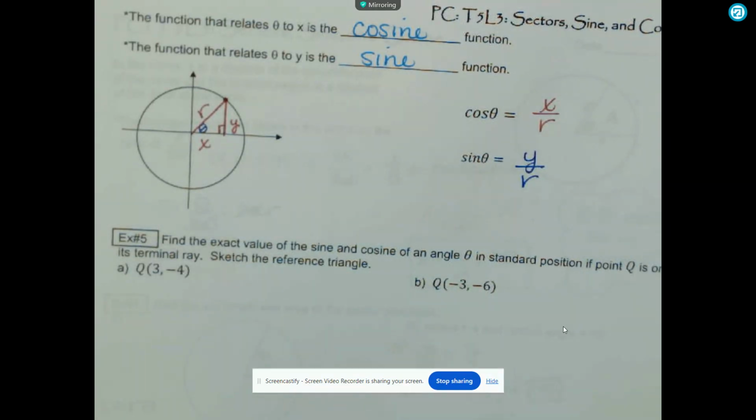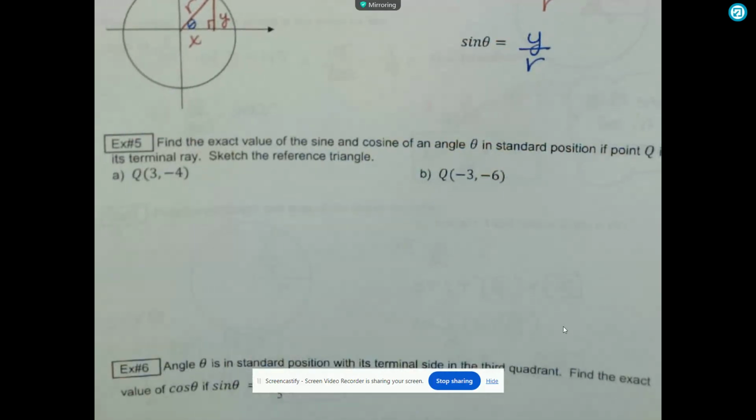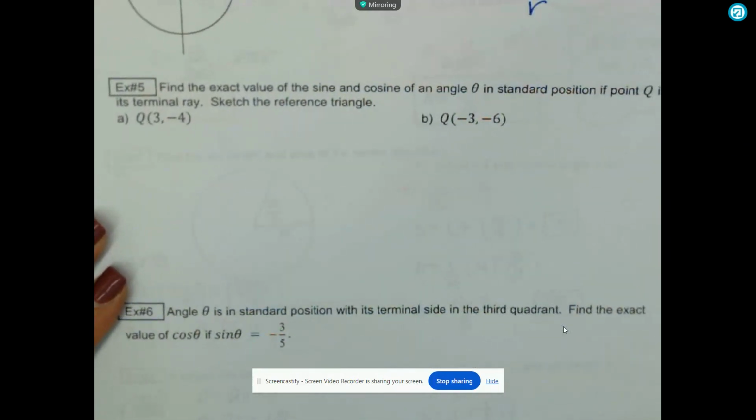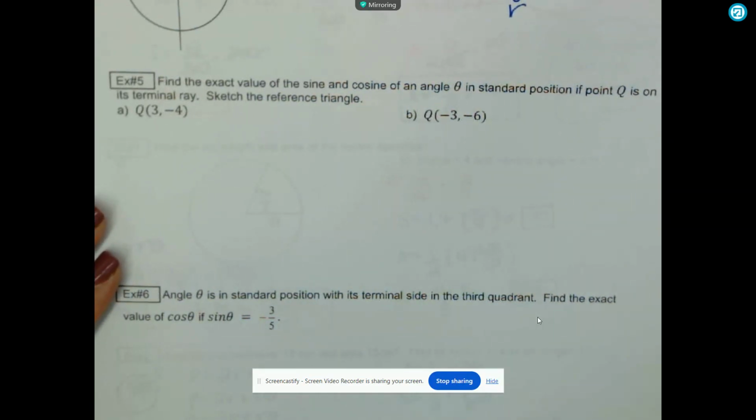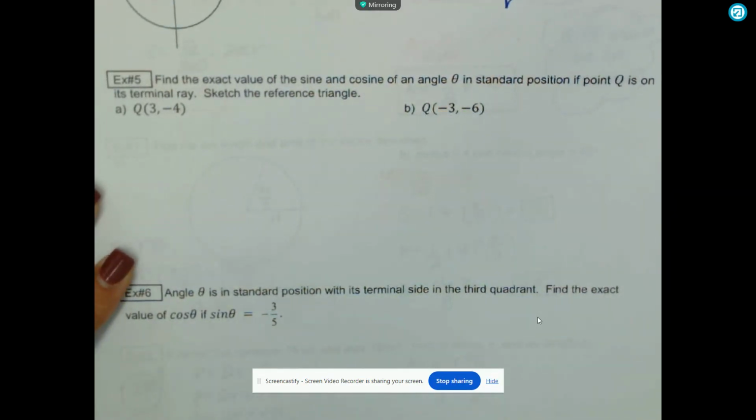All right, last two examples. Well, technically three with an A and a B. Find the exact value of sine and cosine of an angle theta in standard position if point Q is on its terminal ray. Sketch the reference triangle. All right, so here we go. We've got to draw this out.